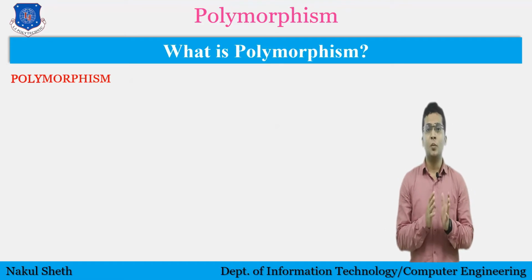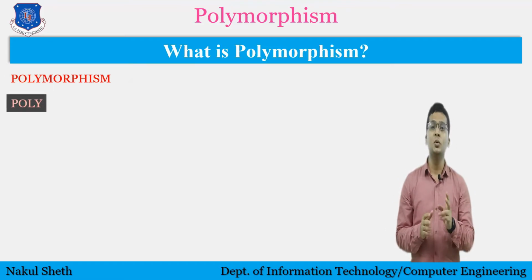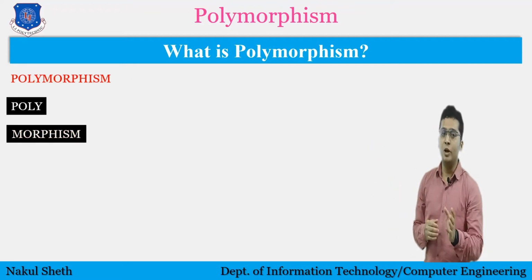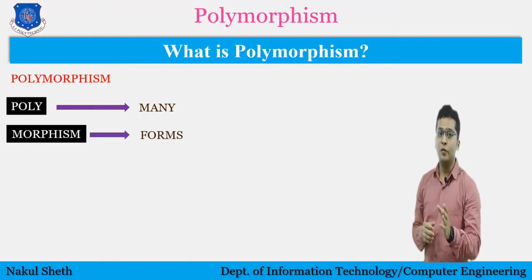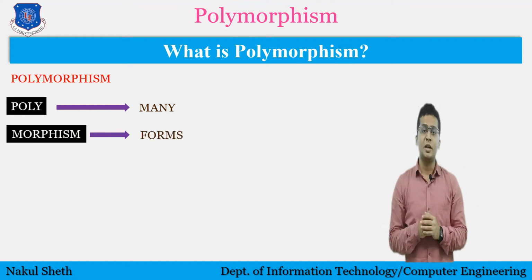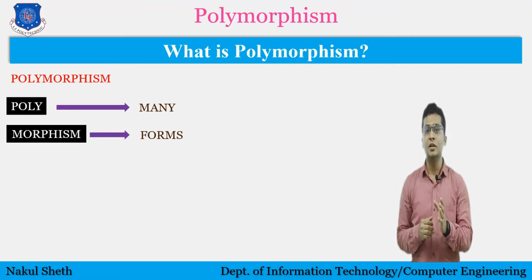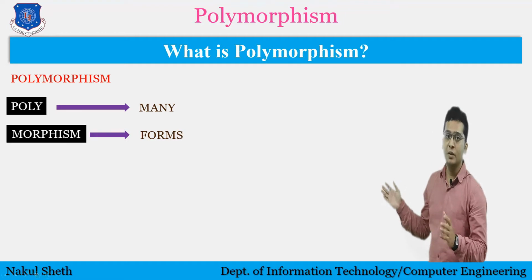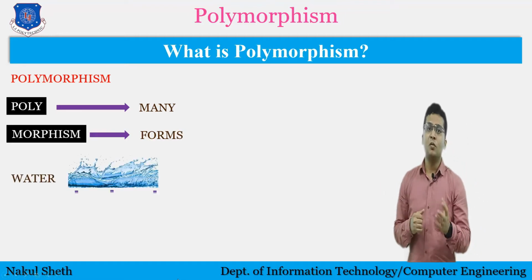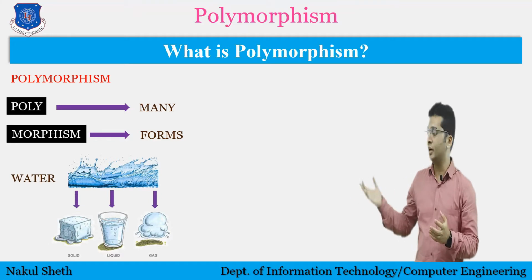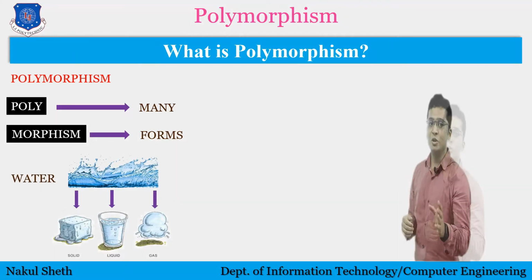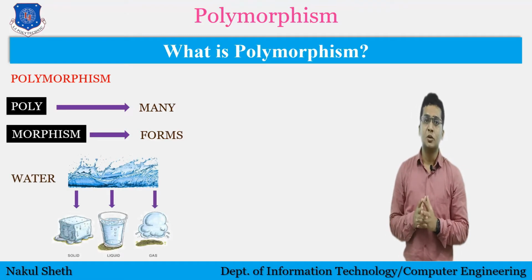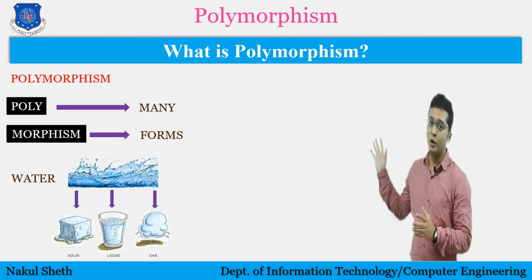The term polymorphism can be divided into two different terms, that is poly plus morphism. Poly means many and morphism means forms. So we can say polymorphism means a thing that has multiple forms. Take a look at the real life example. First example is water. Water has many forms such as solid, liquid or gas. So solid, liquid and gas are different forms of water. So water is a real world example of polymorphism.